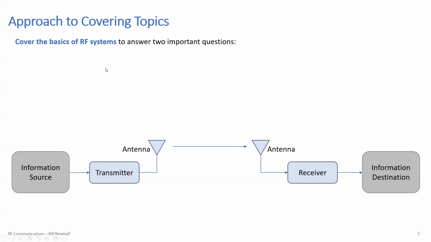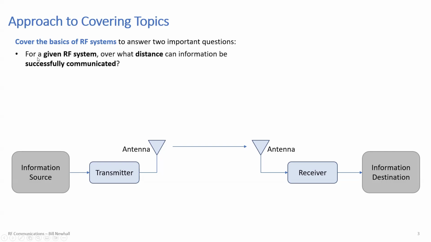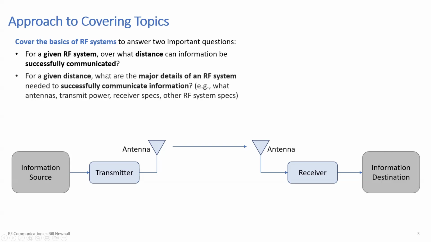Okay, so these are the two important questions that I'm answering, or I want to give you information or a background to answer. For a given RF system, over what distance can the information be successfully communicated with good enough performance? Right, so that's one of the questions. The other question is, well, for a given distance, you have two places on Earth that you want to communicate between. It could be over the horizon to another country, or it could be from your laptop to your Wi-Fi router in your house.